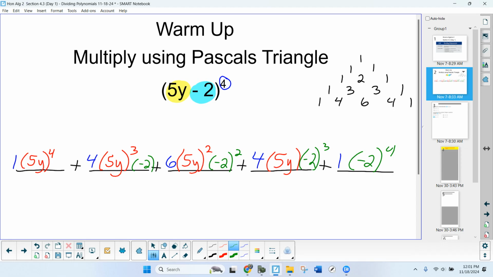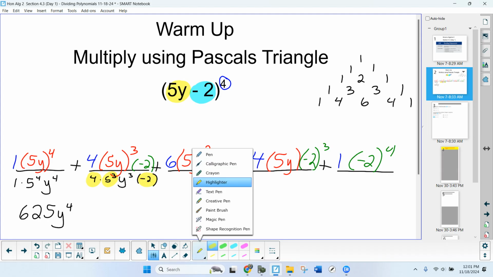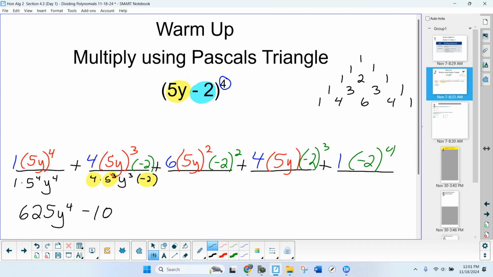Now, when you simplify it, remember you're going to do 1 times 5 to the 4th, y to the 4th. So what's 1 times 5 to the 4th? 625 y to the 4th. Now here you're going to do 4 times 5 to the 3rd y to the 3rd times -2. So this is where you grab your calculator and you do 4 times 5 to the 3rd, which is 125, times -2. And what did you get there? -1000 y to the 3rd.